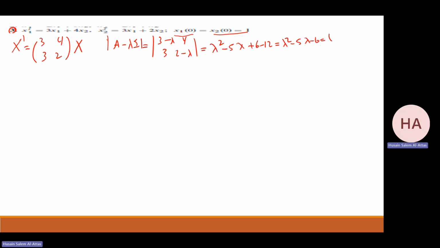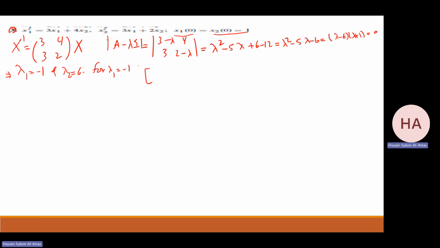I have how to get minus 5. Yeah, I have lambda minus 6, lambda plus 1. So I have minus 1 and 6. Yes, correct. So I have lambda 1 equal minus 1, lambda 2 equal 6.